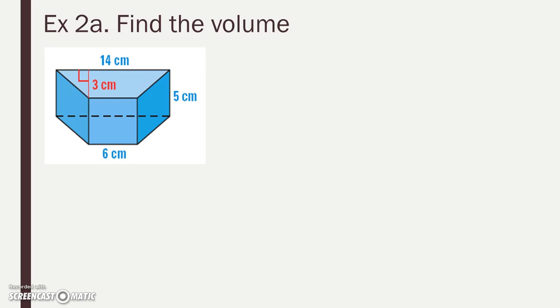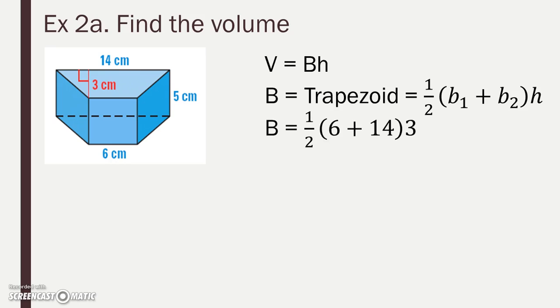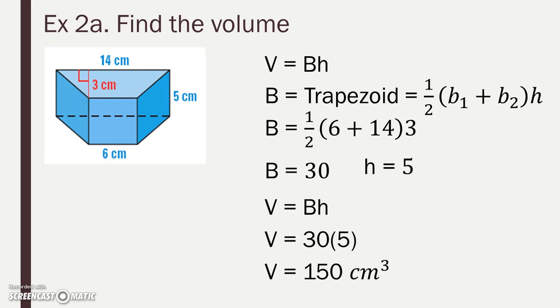So find the volume here. We have a trapezoid. The trapezoid's bases are 6 and 14. The height is 3. The height of the prism is 5, so we'll use that for our final h. So we're going to do 6 plus 14, times 3, divided by 2. And so the area of the trapezoid is 30. The height of the prism again is 5, so it's 30 times 5. So it's 150 cubic centimeters.